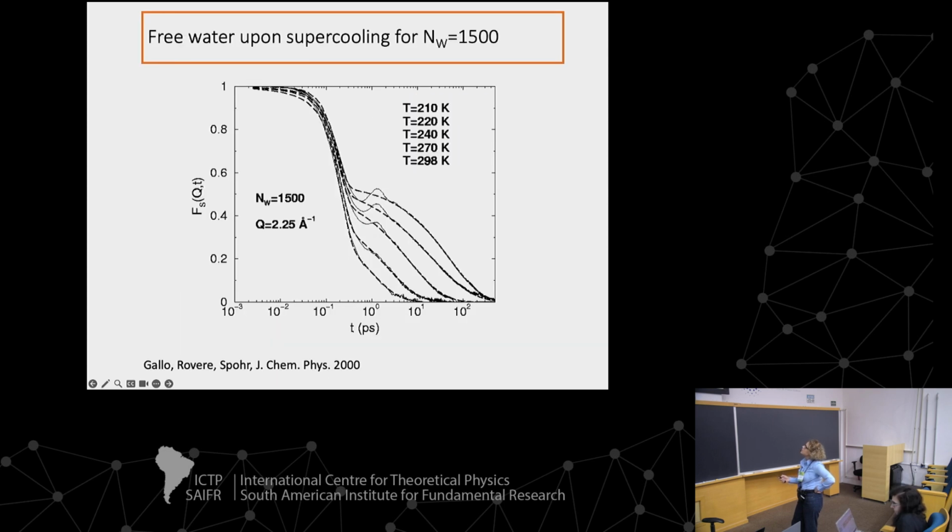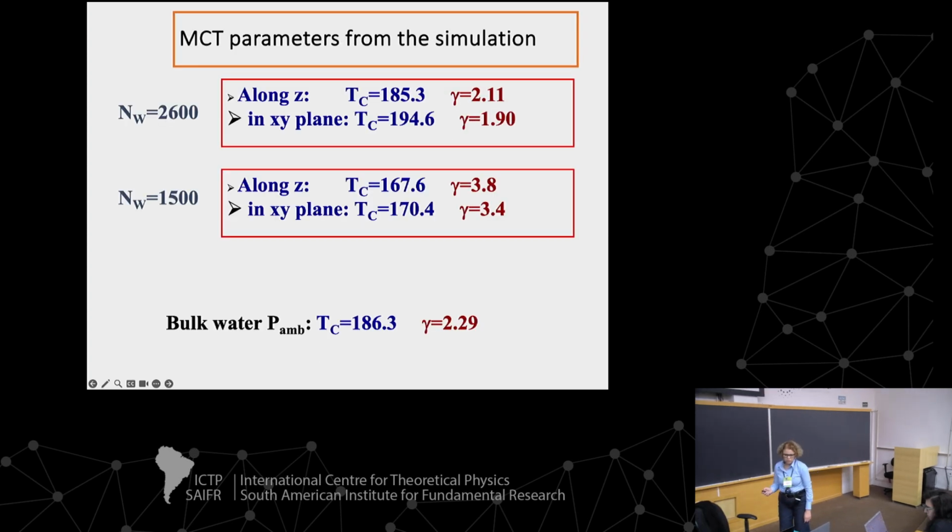As you can see here, we also have free water upon supercooling at a lower level of hydration. As you see here, the boson peak is very strong. We have a lower level of hydration, but still the stretched exponential function works also for the lower level of hydration. So we have gamma that is increasing, Tc is decreasing when we have a lower level of hydration, but still we get the mode coupling results.